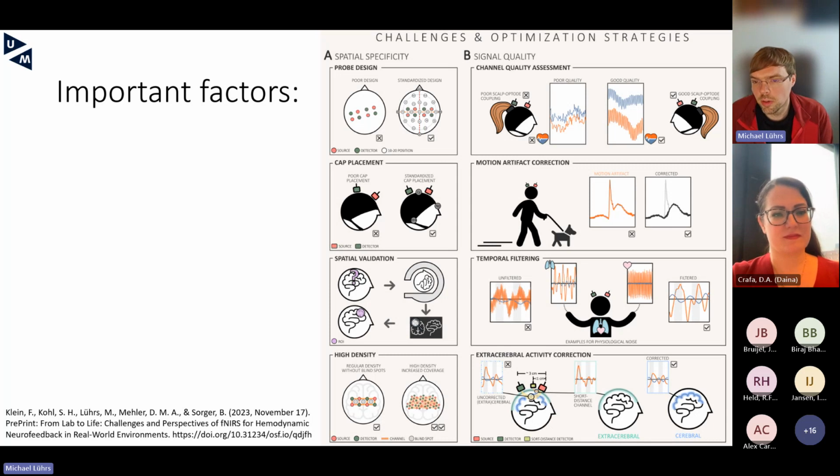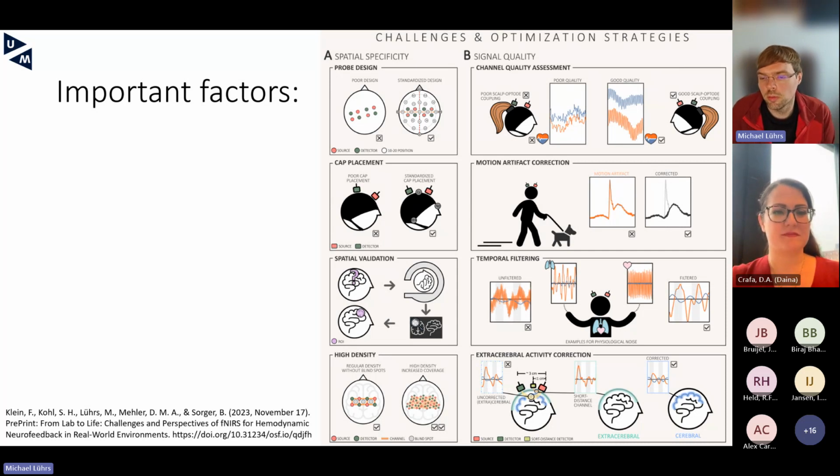If there are artifacts in the data, there are processes that can correct them. So just looking at the data quality and saying, okay, I just rejected the bad channel, is also not required. You can also try to correct your data, and after the correction, decide again if you want to really keep this data set or if you want to reject certain channels or even certain data.